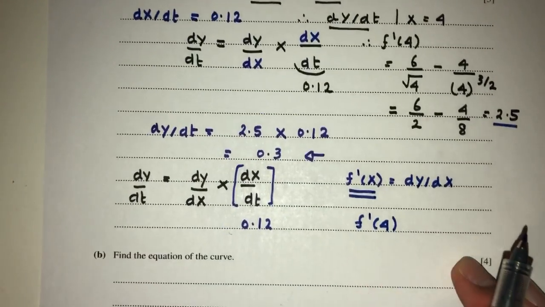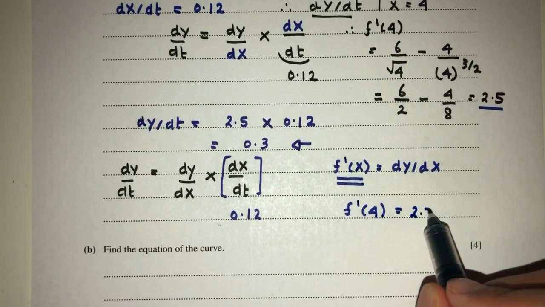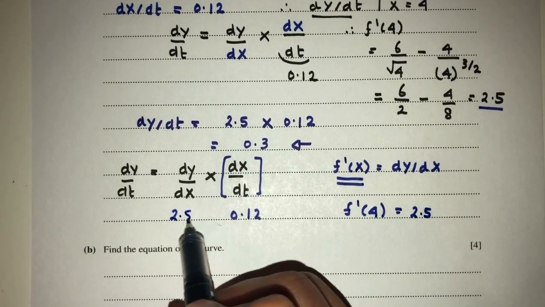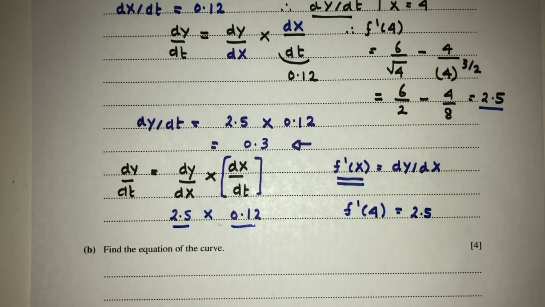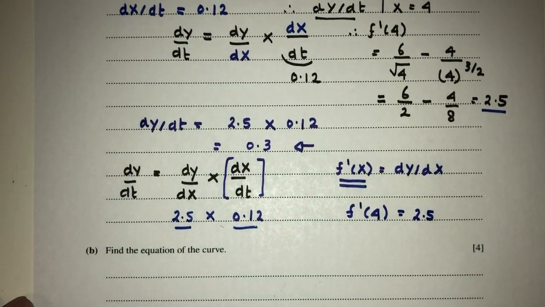Why 4? Because it says when x equals 4. That's why we put 4 here to find the value that we need. That will be 2.5 and that will be 2.5. That's why we do that, to find the value that we need. Okay, makes sense. So that will be my answer for part A.